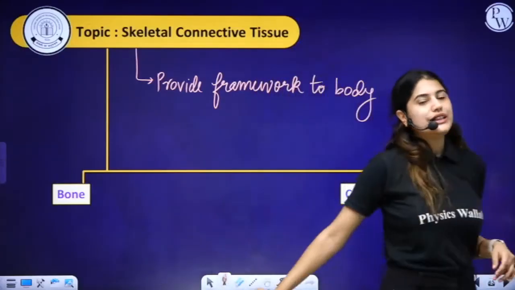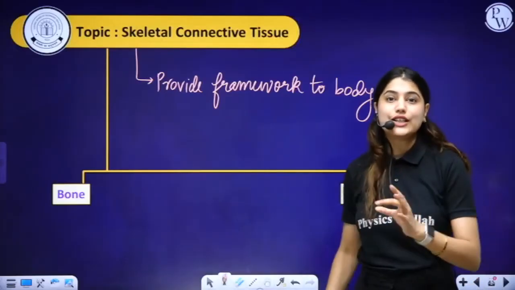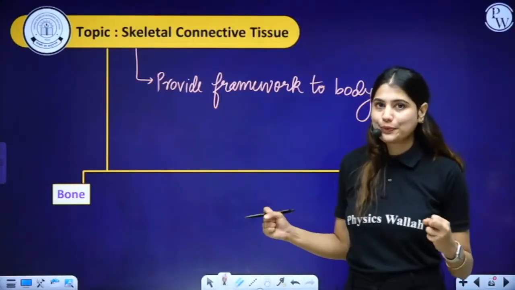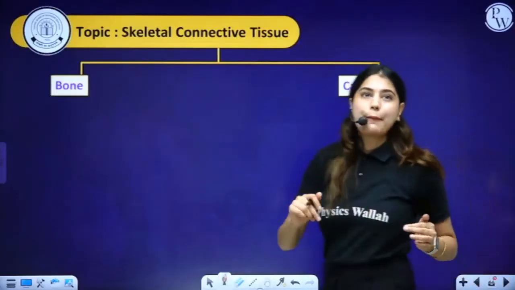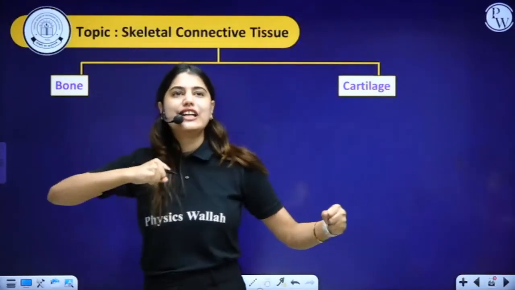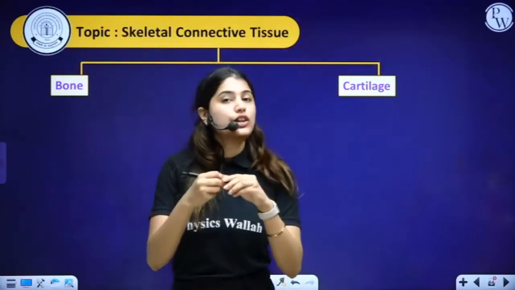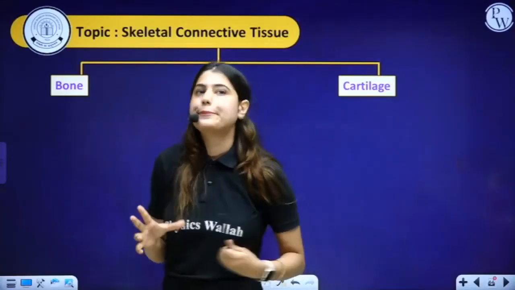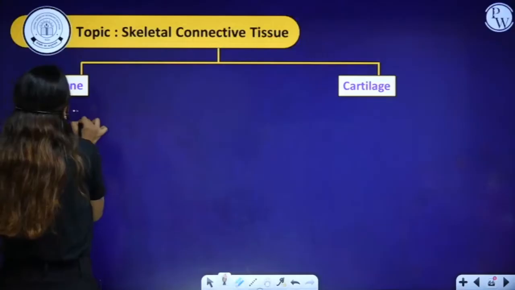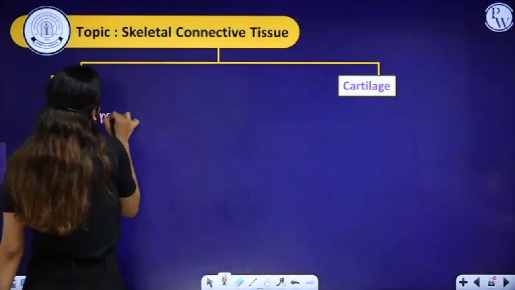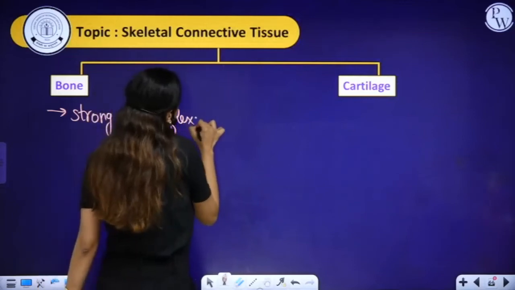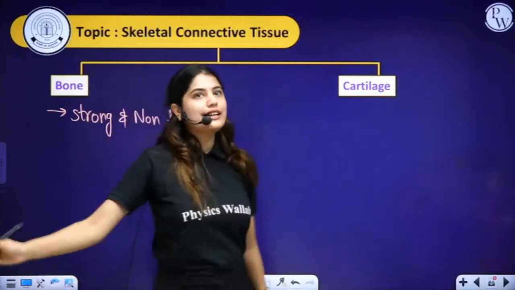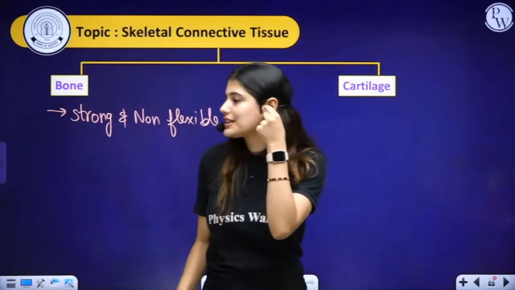And we all know they have a solid matrix, so they are going to be very much strong. It is of two types, bone and cartilage. If we talk about bone, as you all know, it's very strong. And is it flexible? No, if you're going to try to bend it, it's going to break. So I can say it is strong and non-flexible.